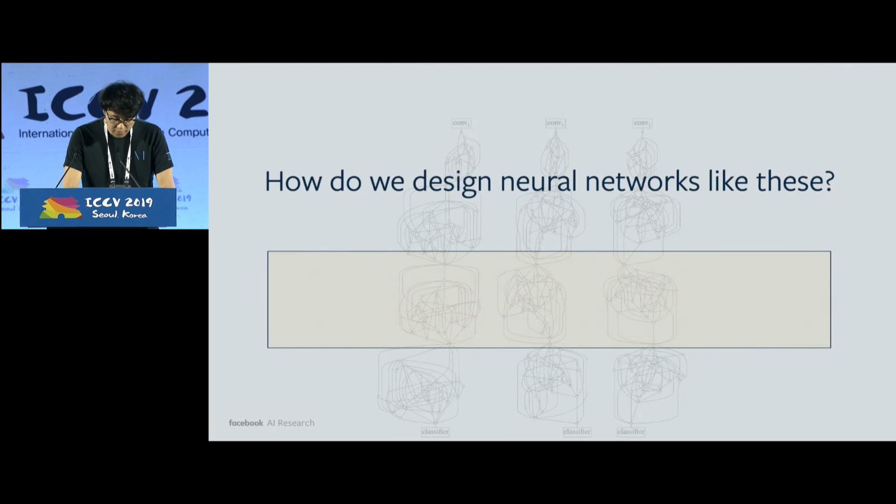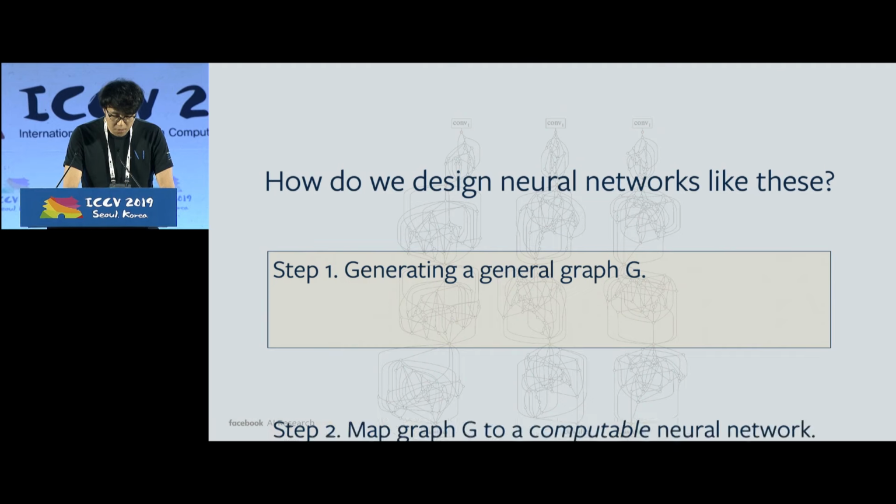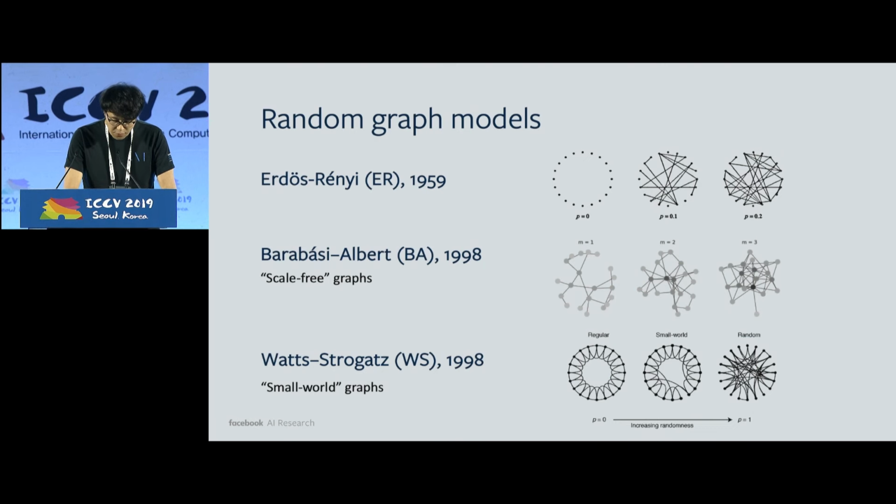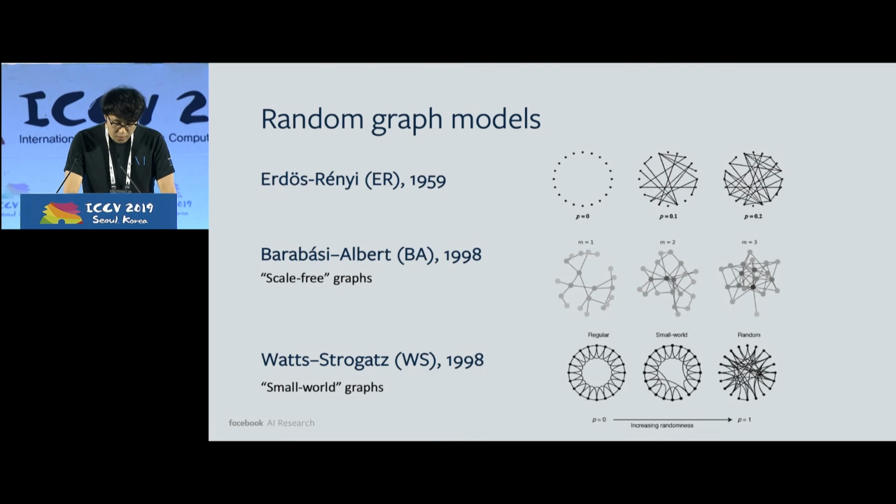So how do we design these neural network architectures? The process mainly takes 2 steps. 1. Generating a general graph. 2. Mapping it to a computable network. There are different ways to generate a general graph. Here we use 3 classic random graph models, the ER, BA, and WS models, which have very different priors and properties.